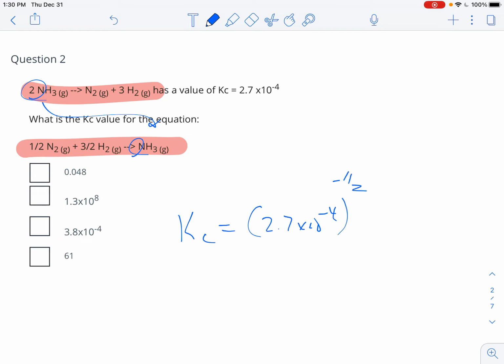So if all you did was cut it in half, you'd be taking the square root of it, which is the one half. But then because you flipped it as well, you have to invert it. That raises it to the negative one exponent. So it ends up being 2.7 times 10 to the negative fourth to the negative one half. So this is 2.7 times 10 to the negative fourth raised to the negative 0.5. I'm getting about 61 or so, which is that guy there when you do it.